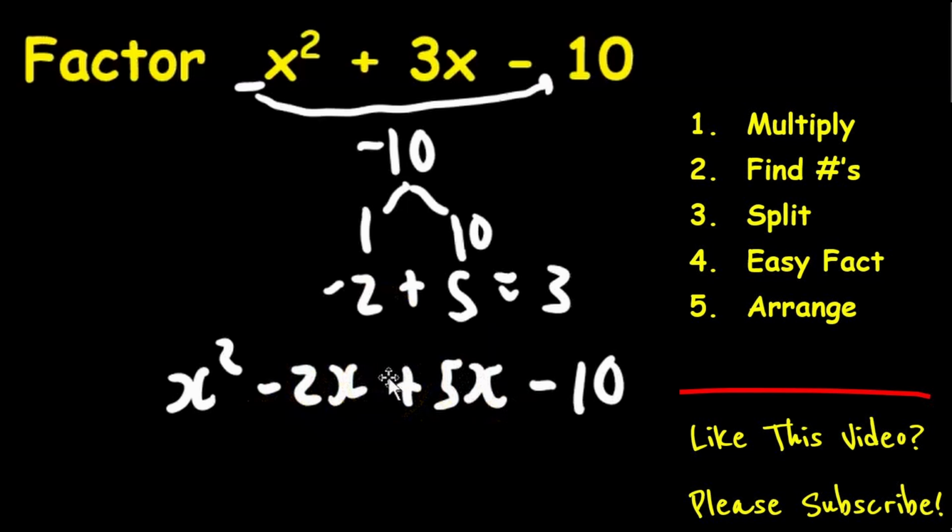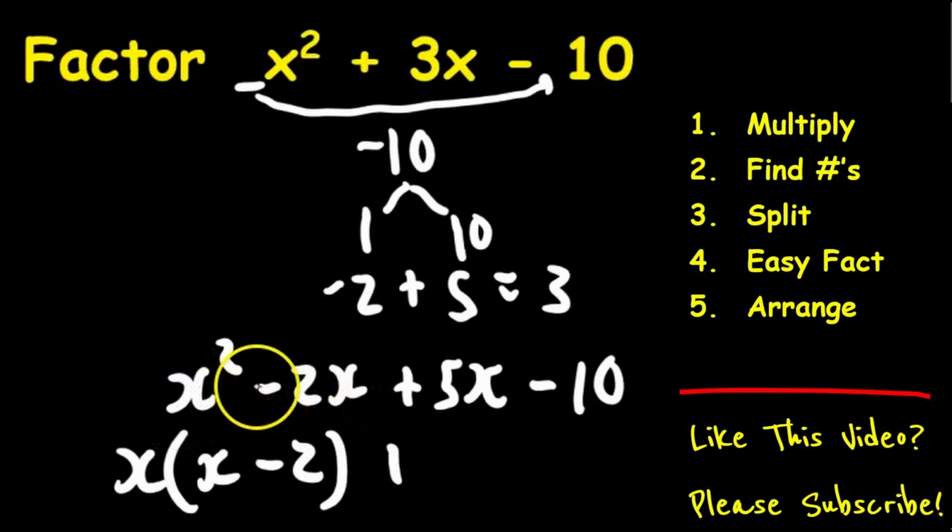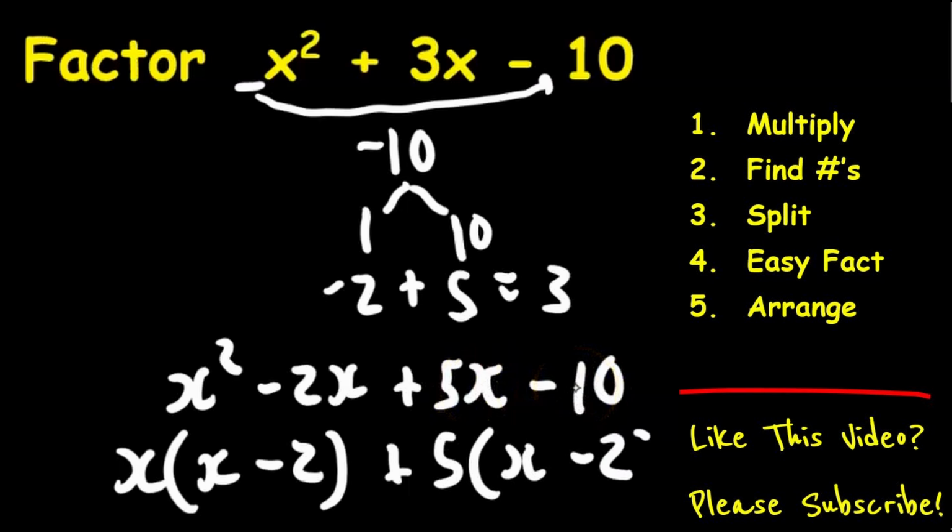And now we do what's called easy factors. So we look at the first two terms and we factor out the greatest common factor, which in this case is x. We pull x out of both terms. And then we look at the next set of terms. The common factor is 5. We pull that out. So we get x minus 2.